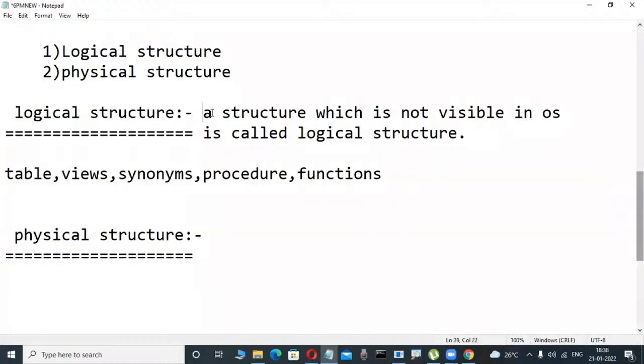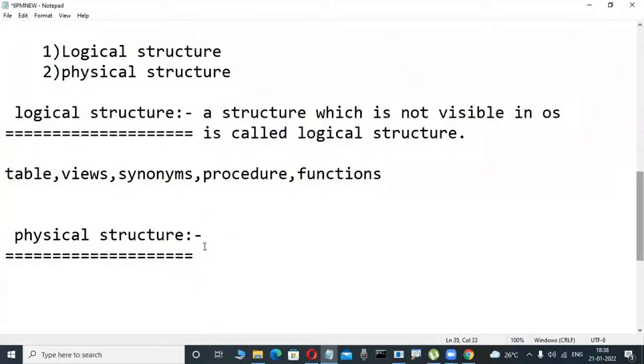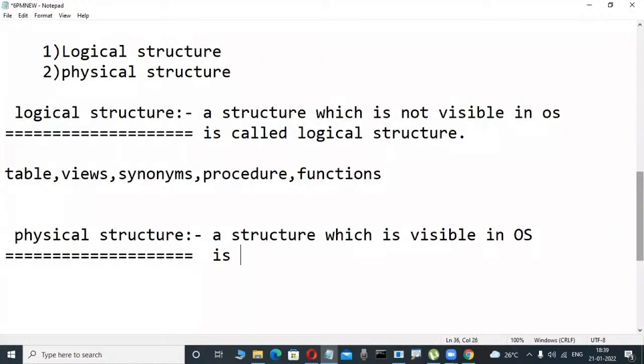Now this is the opposite. A structure which is visible in the operating system. So now here, don't write it. Observe it here. A structure which is visible in the OS, the operating system, is called a physical structure.